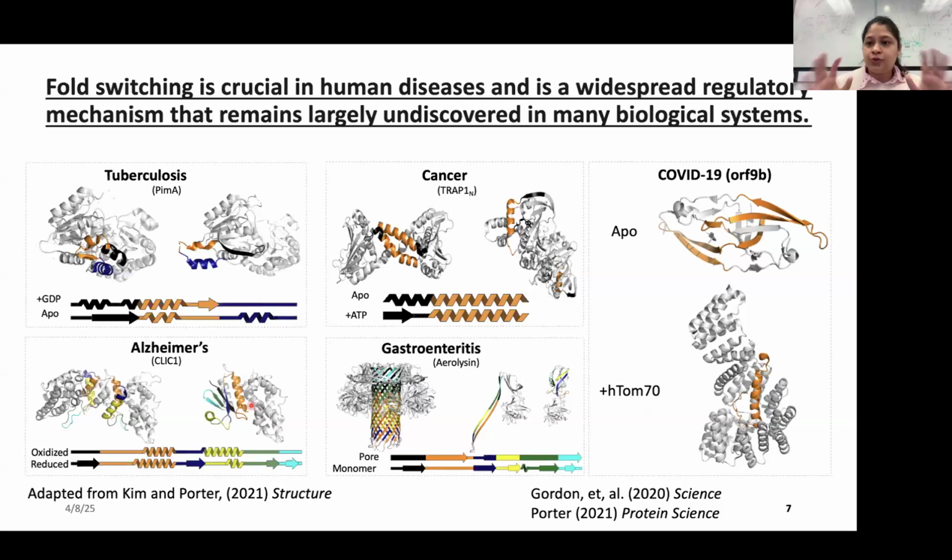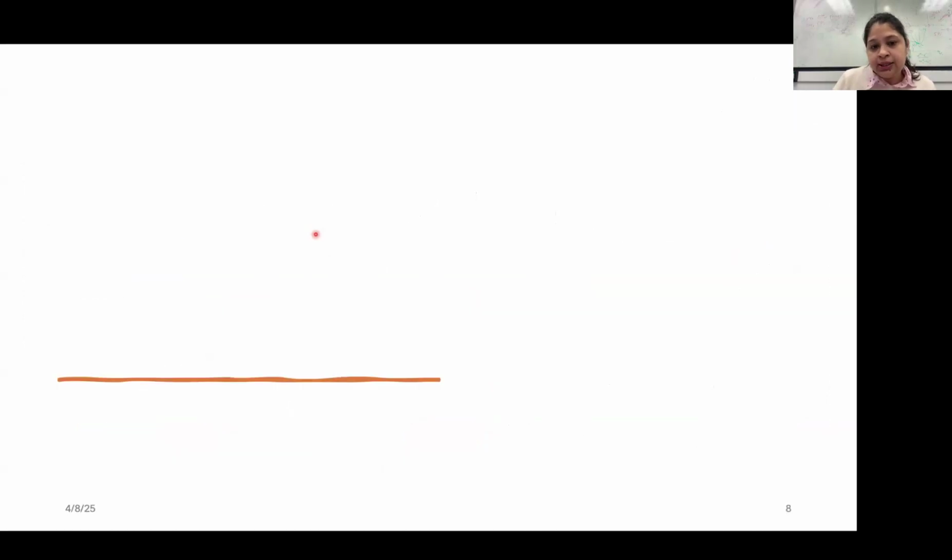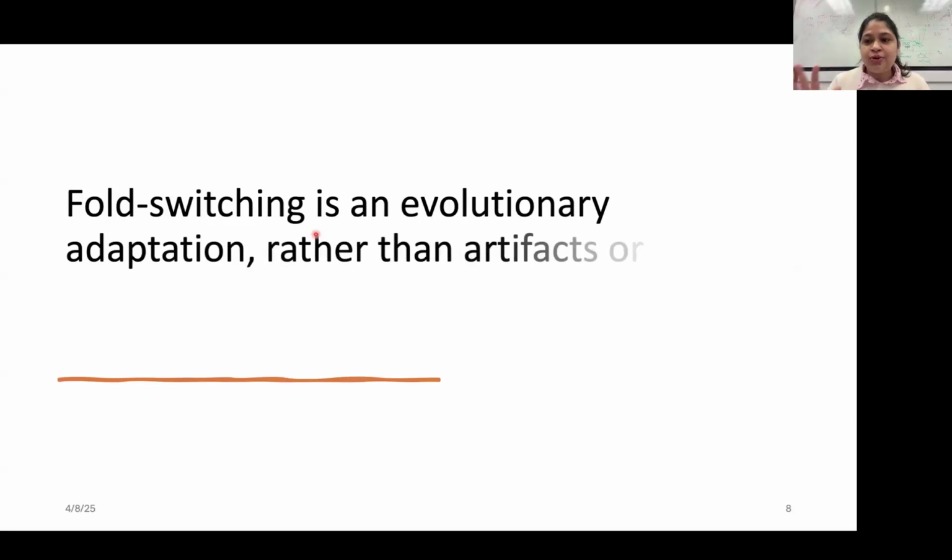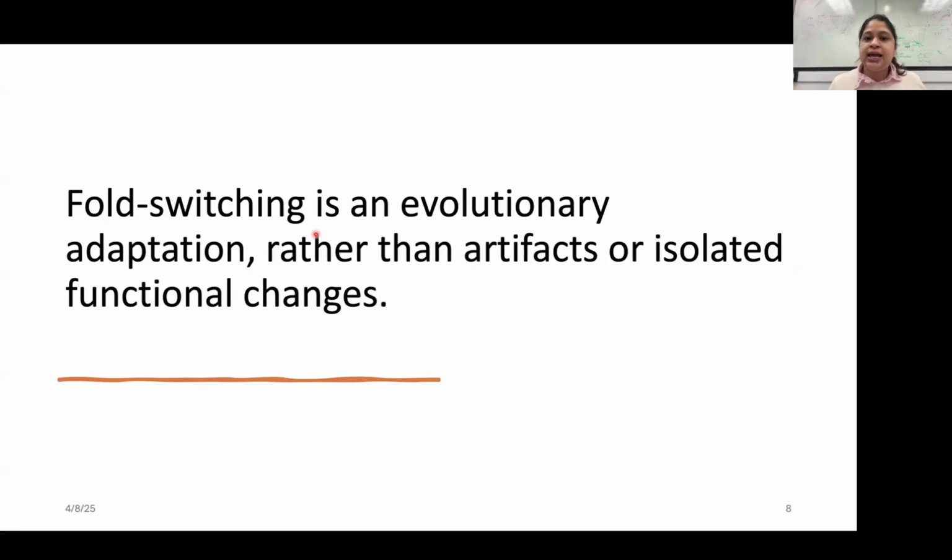So again, to emphasize, fold switching is crucial because it plays an important role in regulation, and it has effects on different human diseases. It is a widespread mechanism, largely undiscovered in many biological pathways, as we see here in these examples, where you see how the switches happen and where they are implicated. But the point that I want to make in this presentation is that fold switching is an evolutionary adaptation rather than artifacts or isolated functional changes. This is what I want to impress upon you.